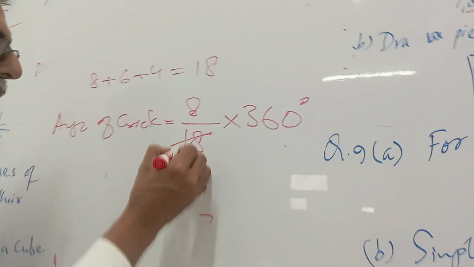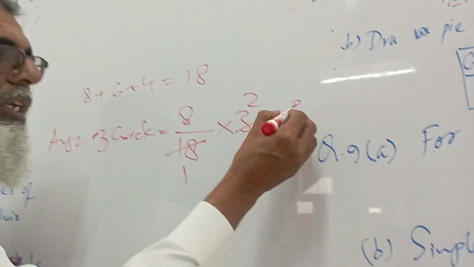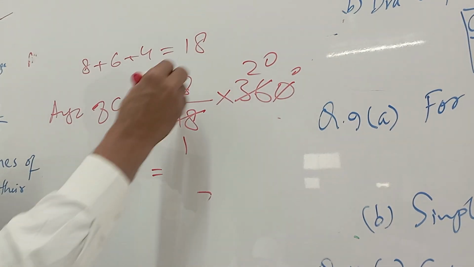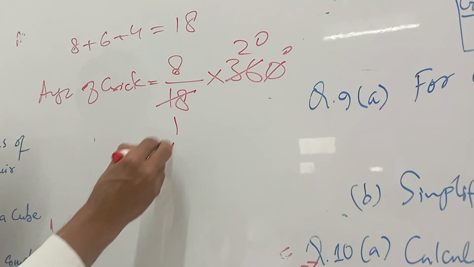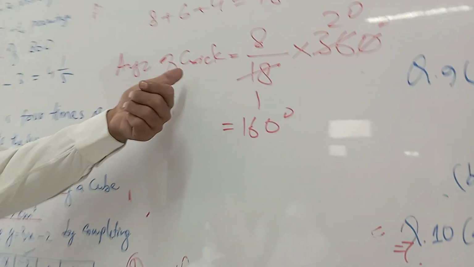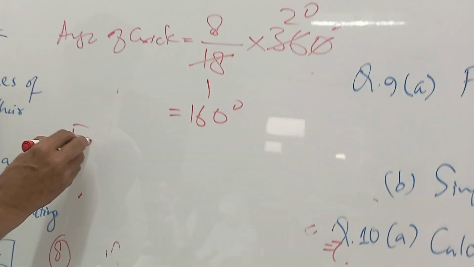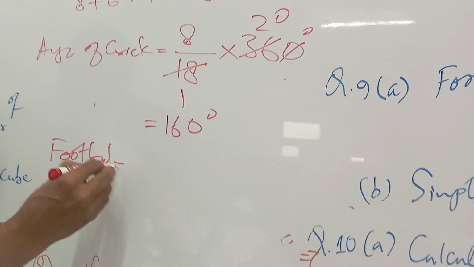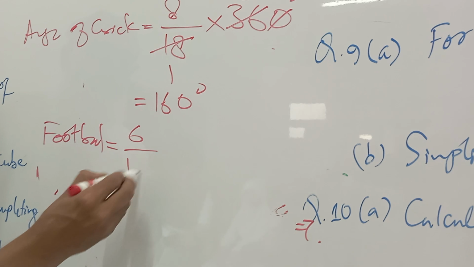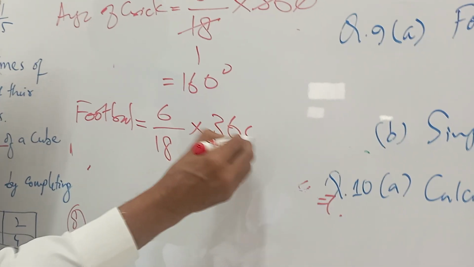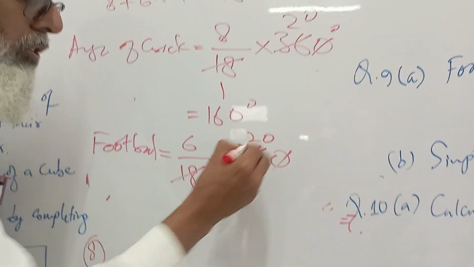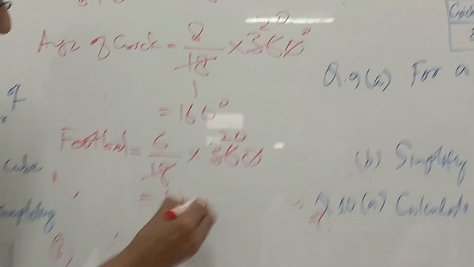You can see that 18 ones are 18, 18 twos are 36, and 0. So 8 twos are 16, which gives 160. So cricket is 160 degrees. Then football is equal to 6 out of 18 multiplied by 360. 18 twos are 36 and the 0 cancels, so 6 twos are 12, which gives 120.